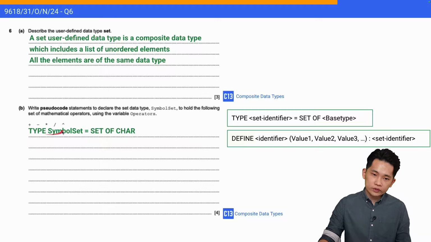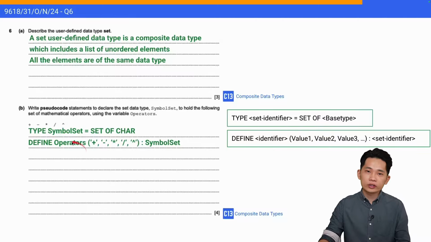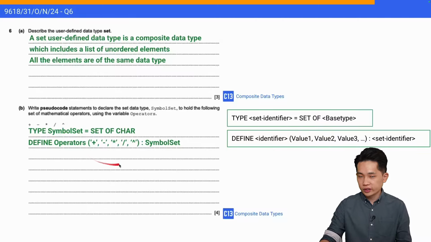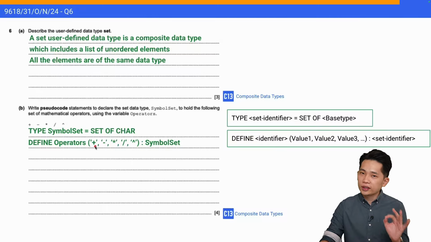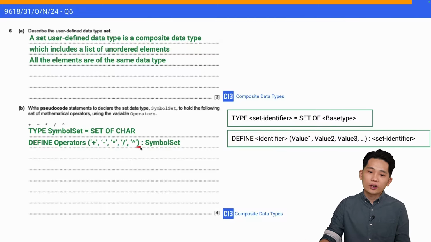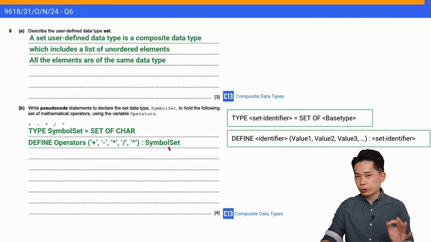So we'll write type symbol set is equal to set of char here, and then define operators with all the operators requested in this question here. Take note that we use a single quotation to indicate that it's a char, and then we'll just write colon symbol set, which is the new data type name.